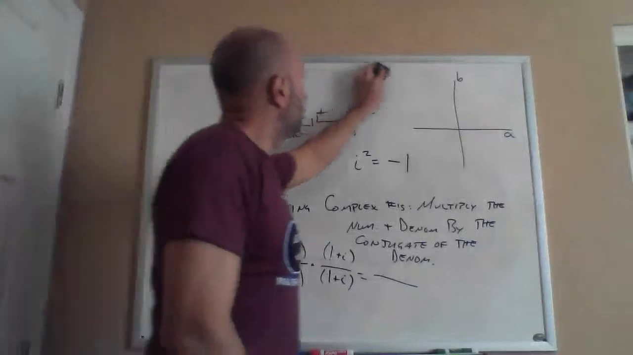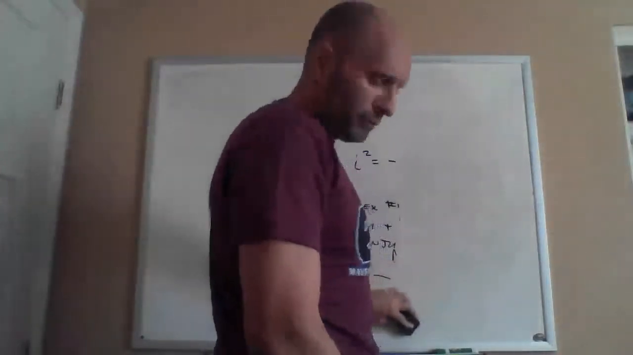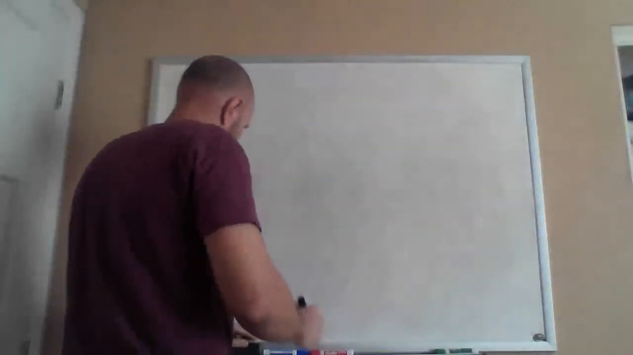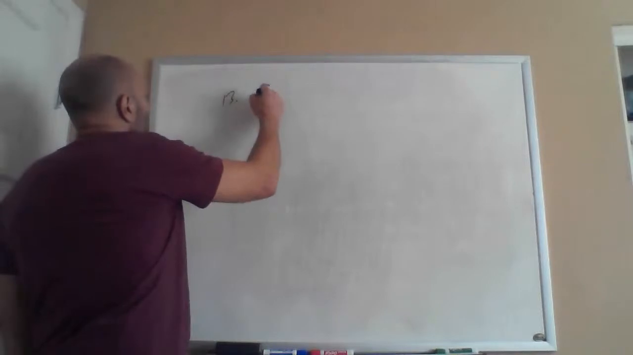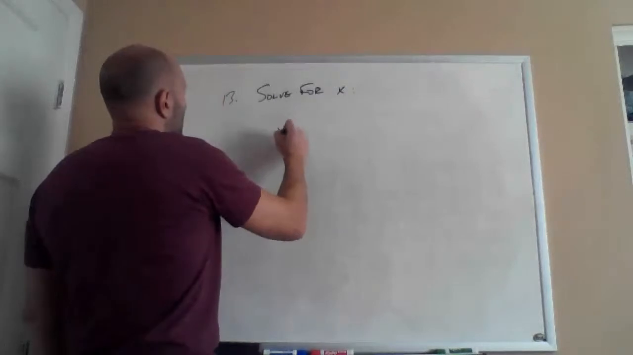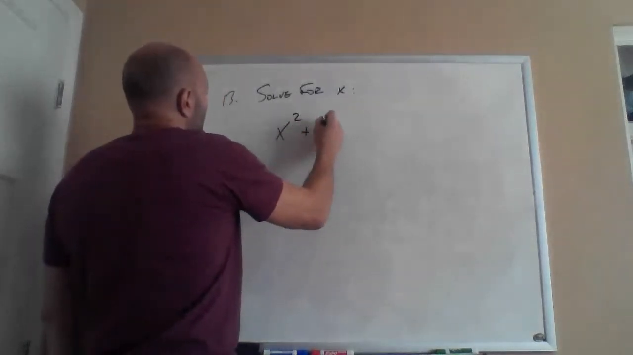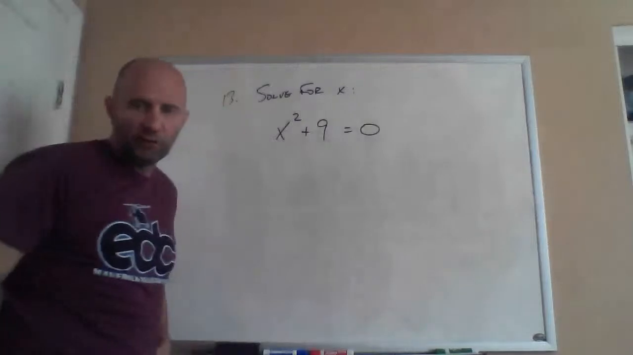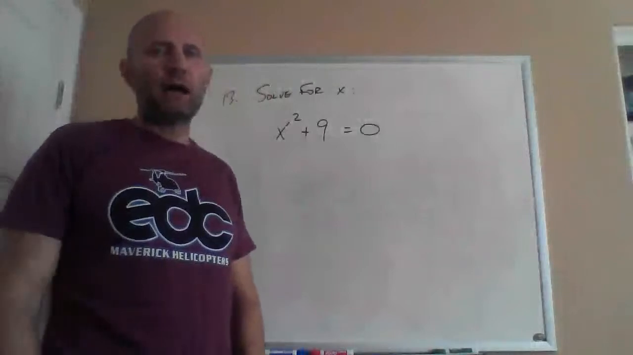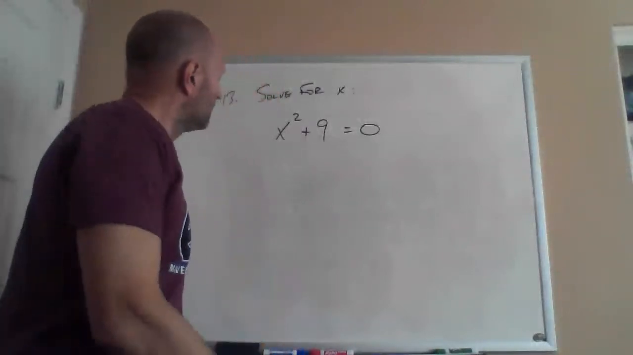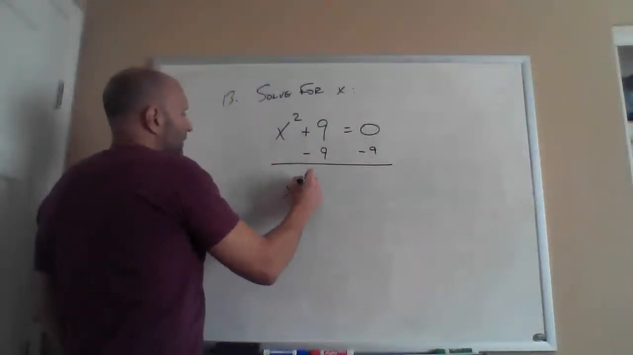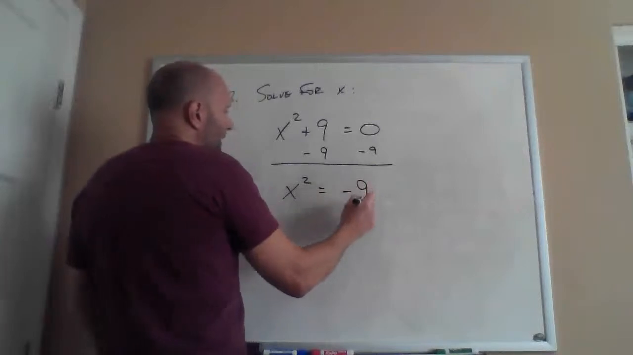All right. So the only question asked about in this section was number 13. And it was solve for x. We have x squared plus 9 is equal to 0. So we're going to solve this similarly to how we solved a simple quadratic. So we have to do what? We subtract 9 from both sides. So you get x squared is equal to -9.